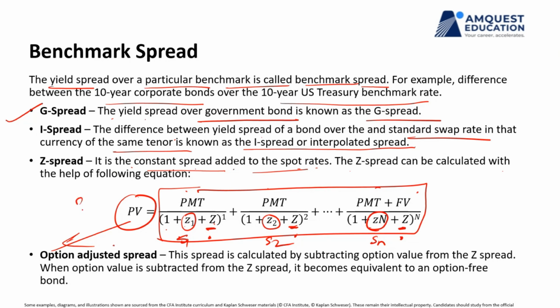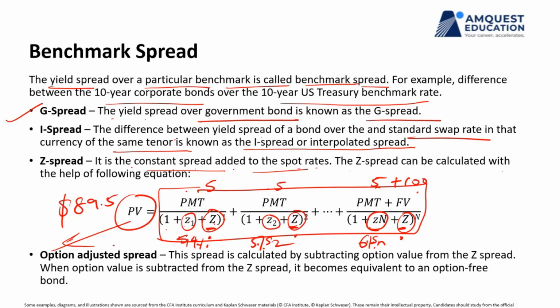So if I tell you the bond is trading at $89.5, $5 of coupon, $100 of redemption, and S1 is 4%, S2 is 5%, I'm sorry, this is 6%, you will have to find a Z which makes the equations equal. That is the Z spread.